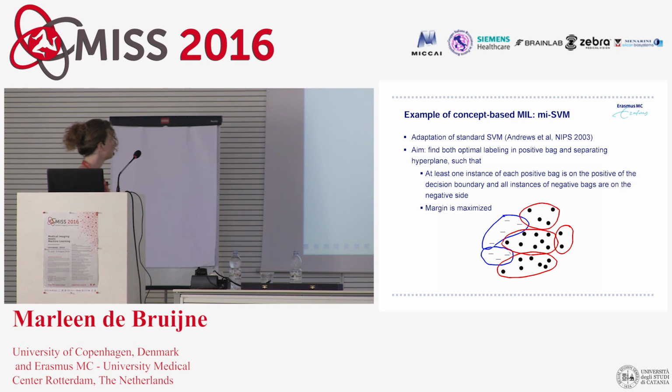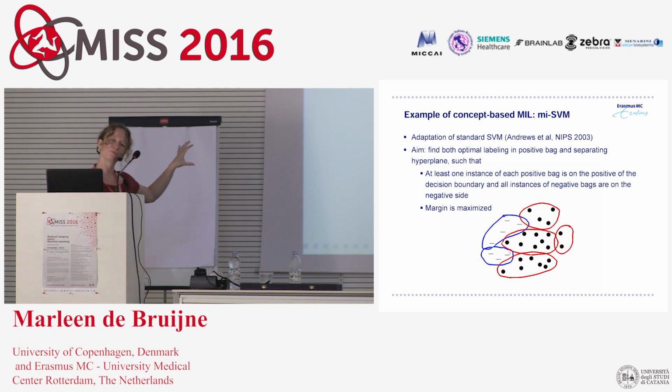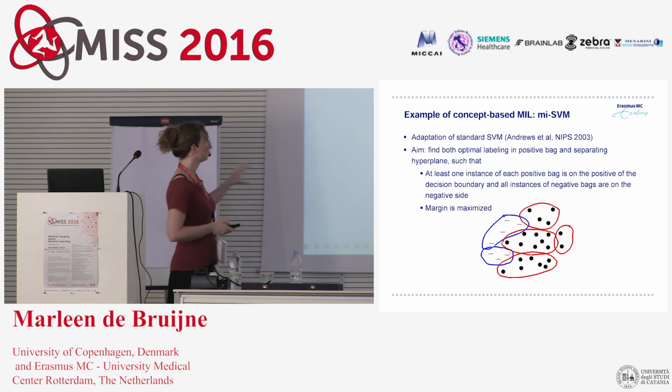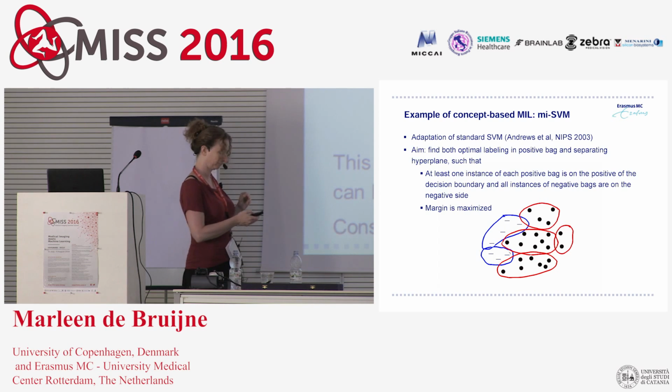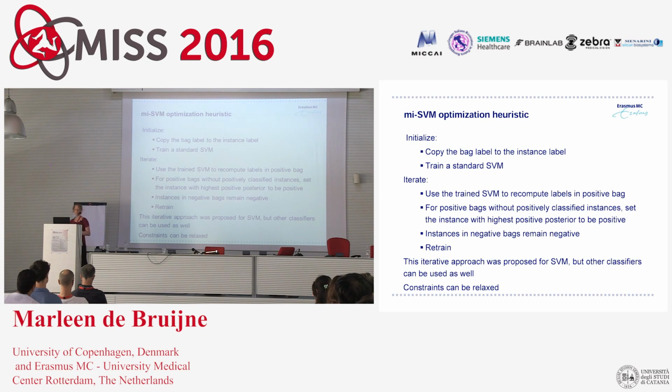So what you would do is assume all the instances in a negative bag are negative, the other ones we don't know yet. A simple optimization heuristic is used for this. What we do is we first initialize by propagating the bag labels to the instance labels. Then we train a standard support vector machine, could be linear, could be nonlinear, could be hard margin, could be soft margin.